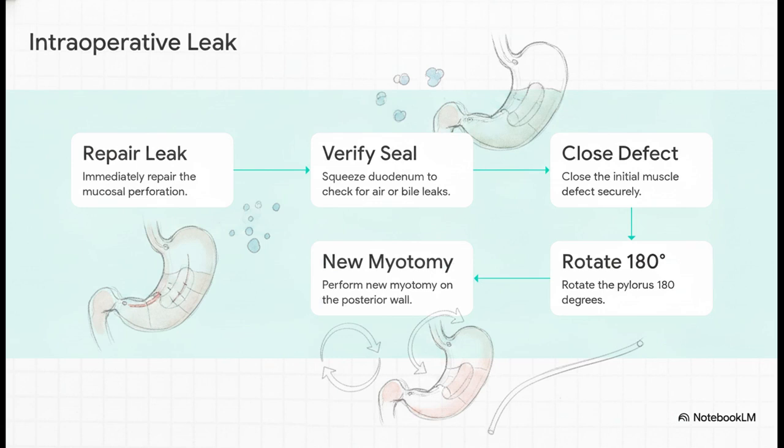A Ramstedt's pyloromyotomy just has to be completed to definitively relieve that obstruction. If the surgeon accidentally breaches the mucosal lumen, you can't just stop. You have to immediately repair the perforation, verify the seal by squeezing the duodenum to check for air or bile leaks, close up that initial muscle defect, rotate the pylorus 180 degrees, and safely perform a completely new myotomy on the posterior wall. Then, you maintain a nasogastric tube for 24 to 48 hours post-op before feeding.